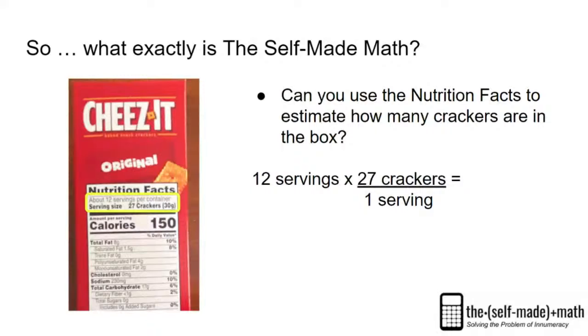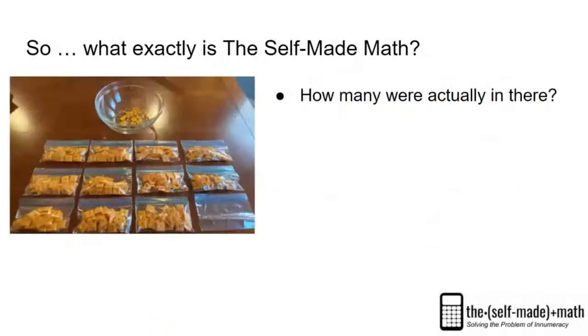That is a unit rate, which comes up all the time in 6th grade and gets used regularly in 7th. We cancel out our units because that's what we do in 6th and 7th grade. So we end up with an estimate of 324 crackers. The next logical question is, how many were actually in the box?